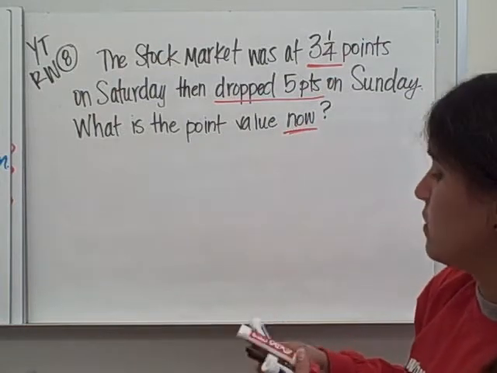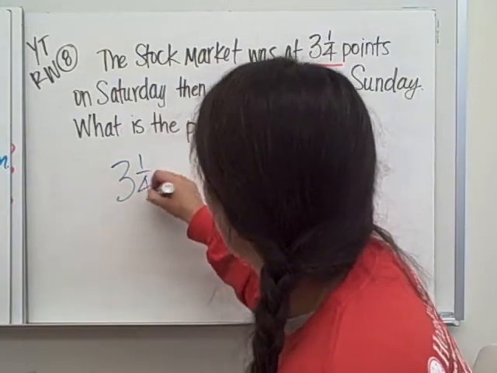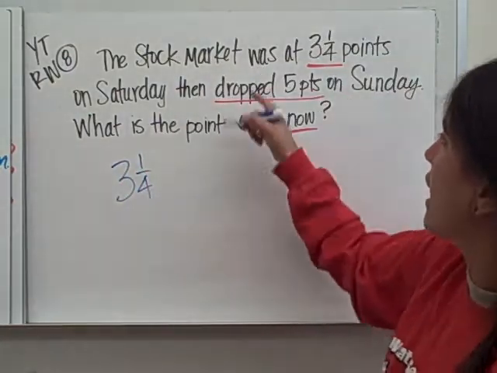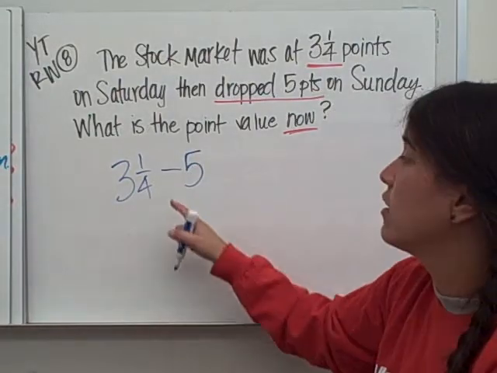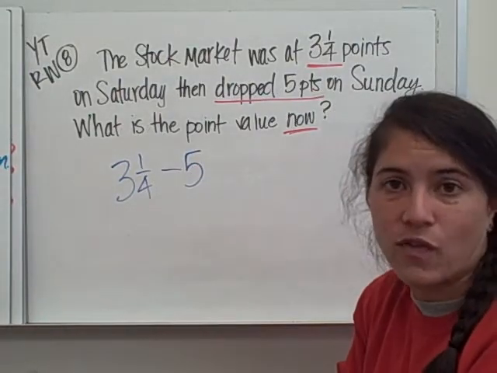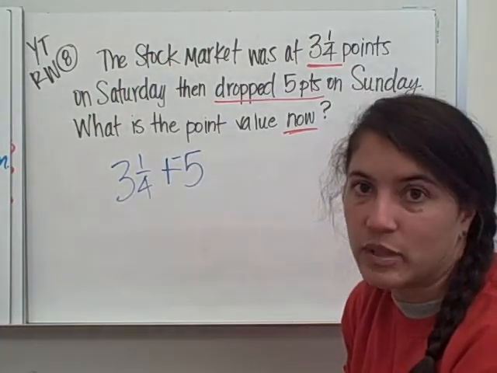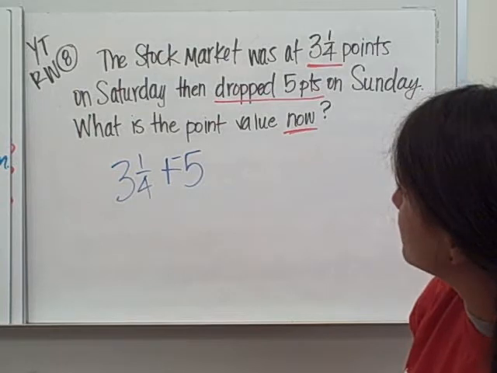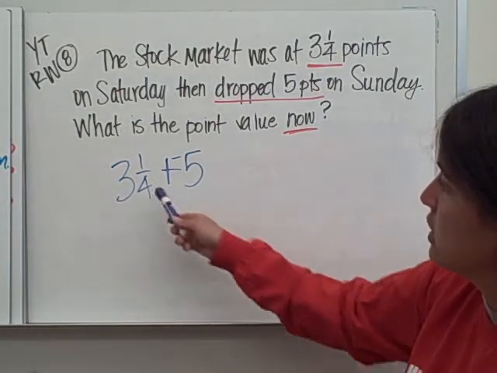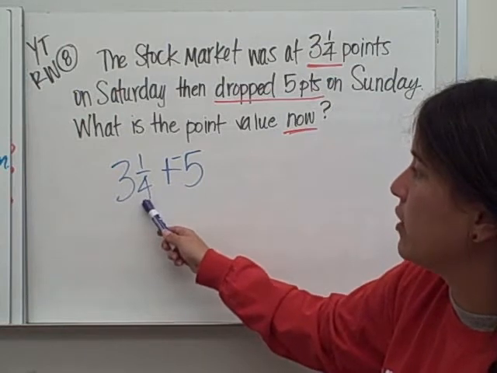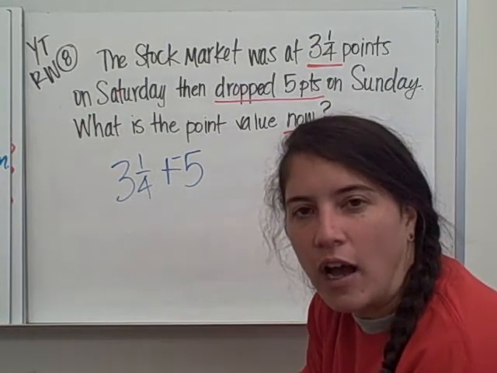Well, we know that we're going to start at 3 1/4 points, and it dropped 5 points. 3 1/4, and it dropped 5, so minus 5, or you can touch twice, and you get plus -5. You would need to touch twice to get plus -5. So you are going to convert this to an improper, and -5 is an improper. What would -5 be as an improper?